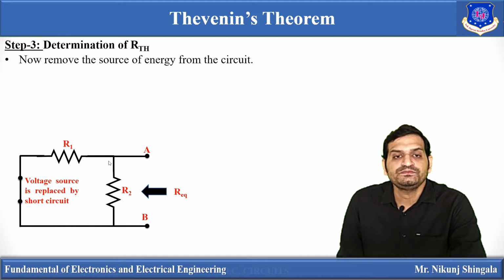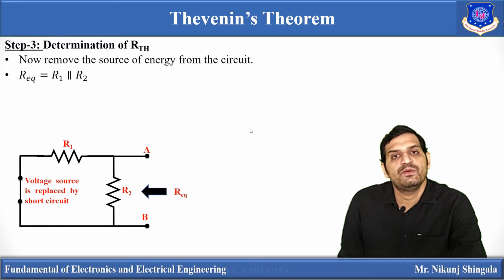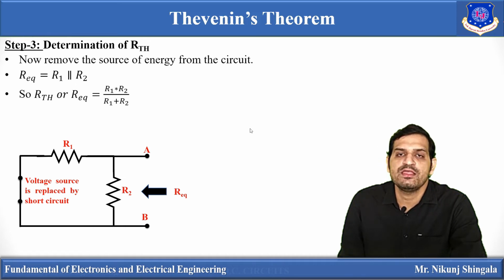Now we can see R1 and R2 are in parallel. So R equivalent becomes R1 parallel R2, and R equivalent is nothing but the RTH. So RTH is equal to R equivalent, which is equal to R1 R2 divided by R1 plus R2. So in the third step we have determined RTH.